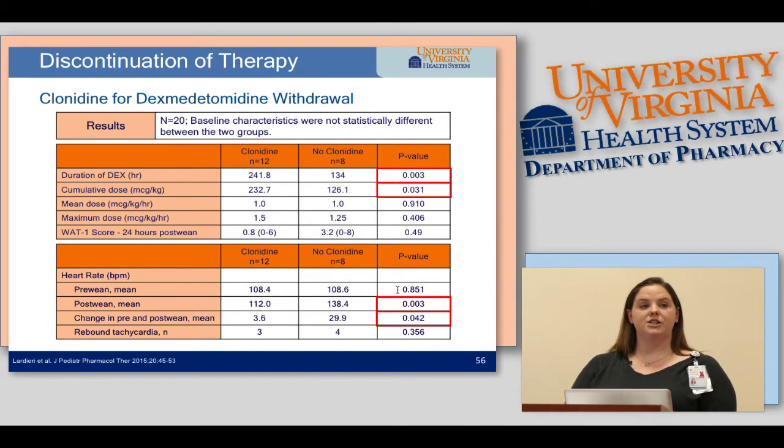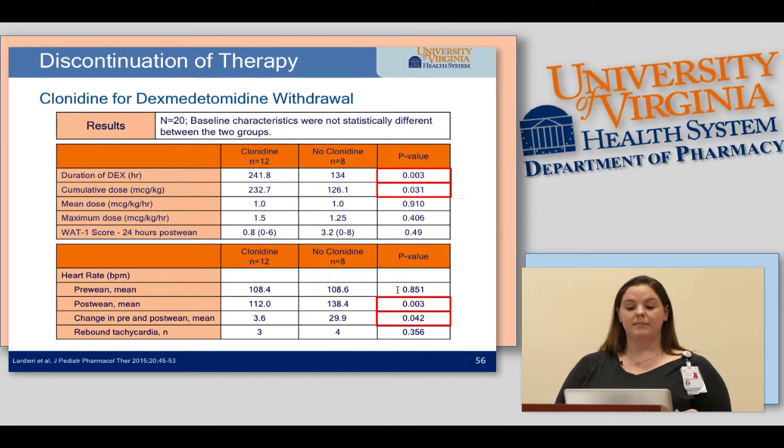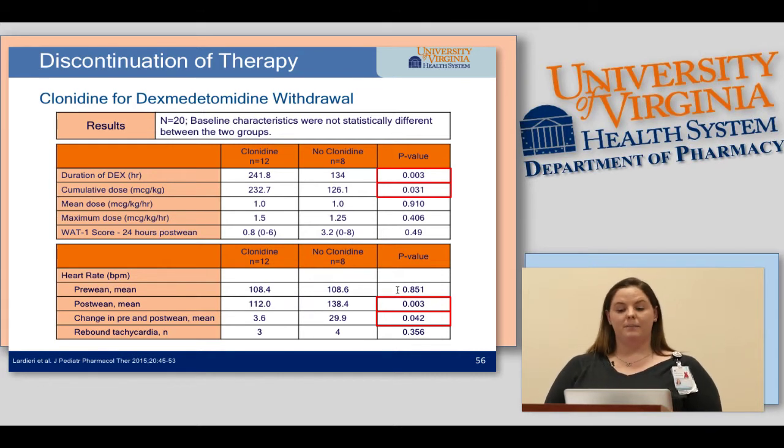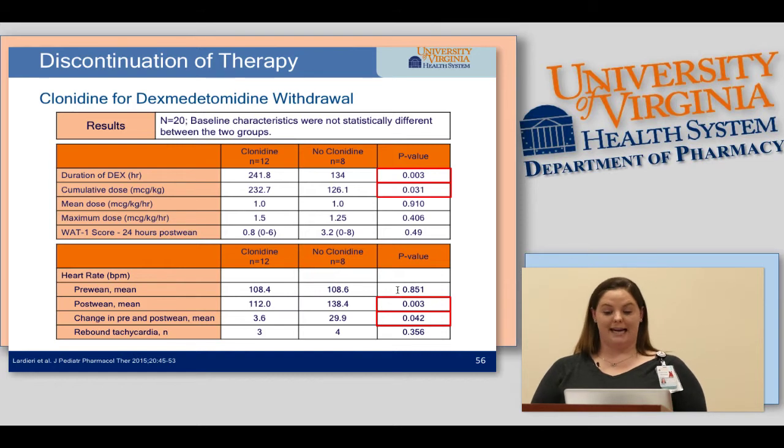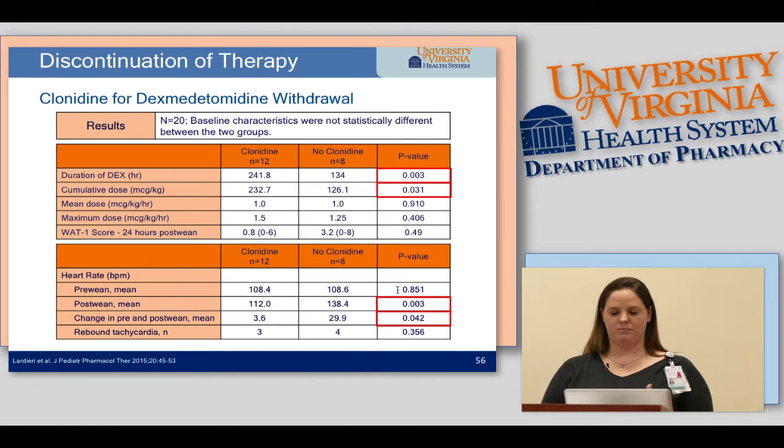This patient population included 20 patients, and baseline characteristics were not statistically different between the two groups. Those in the clonidine group all received the transdermal patch, and it was placed an average of 5.6 days prior to initiation of the dexmedetomidine wean. The mean dose of clonidine used was 9 micrograms per kilo per day. 12 patients were started on the 100 microgram per 24-hour dose, and 1 patient was started on the 50 microgram patch, and they covered half of the patch with Tegaderm.